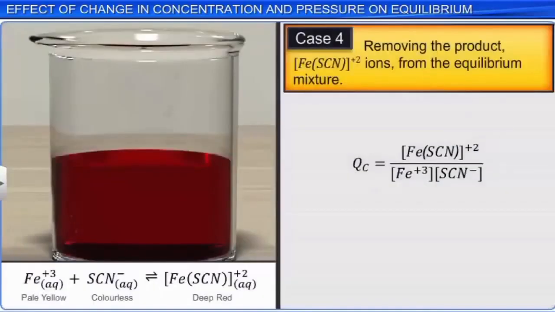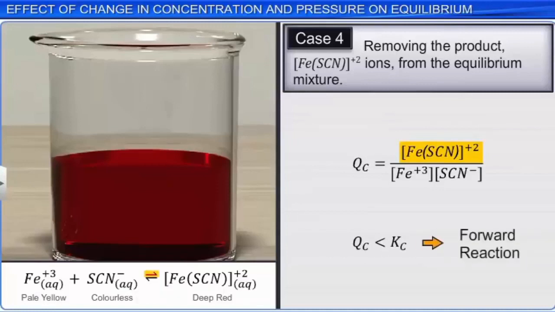Case 4. Removing the product FeSCN+2 ions from the equilibrium mixture. On removing FeSCN+2 ions from the equilibrium mixture, the value of the numerator in the equation for reaction quotient decreases. This results in Qc becoming less than Kc. Hence, the forward reaction of Fe+3 and SCN- ions combining to give FeSCN+2 takes place. Thus, you can conclude that removing a product from the equilibrium mixture results in the forward reaction.